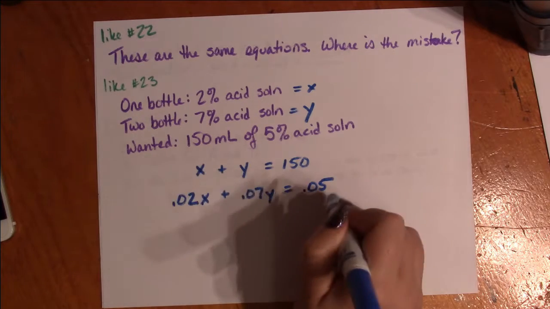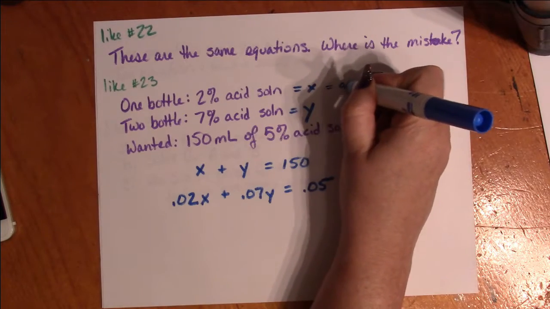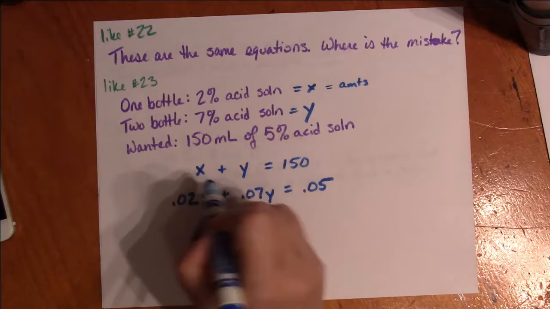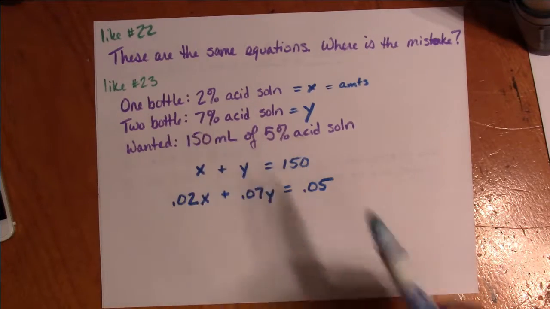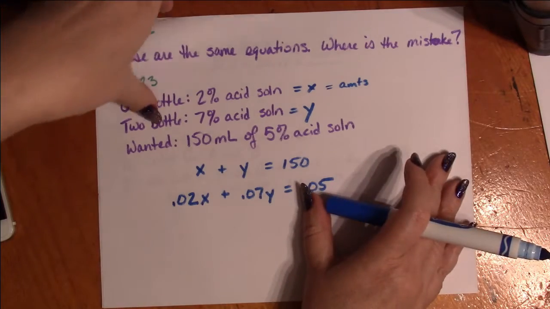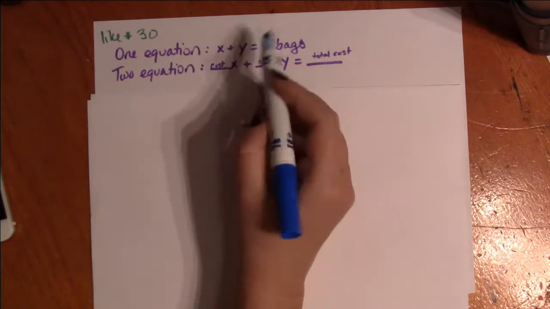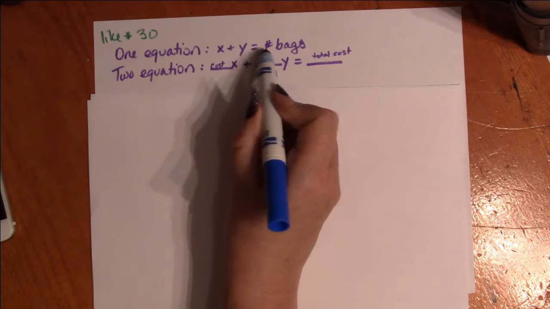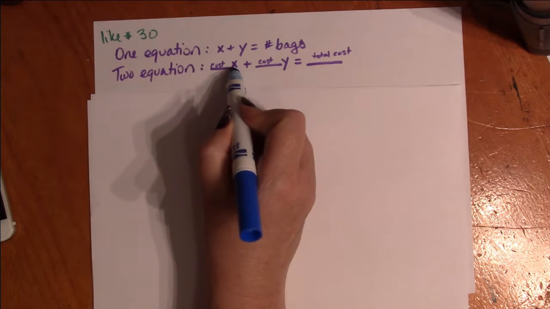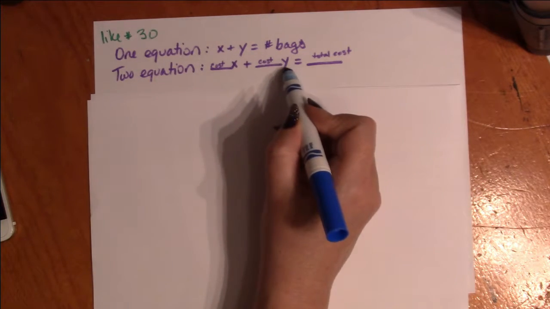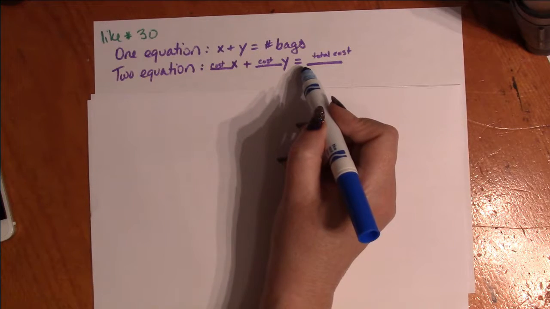So now you've got your two equations. You solve your system of equations, remembering that these are amounts. So when you have your answer for X, that's the amount of the 2% and the amount of the 7%. Okay? A question like question number 30, one of your equations is going to be X plus Y equals the number of bags. And the second equation is going to be the cost of X plus the cost of Y equals the total cost. And that's going to be your system of equations.